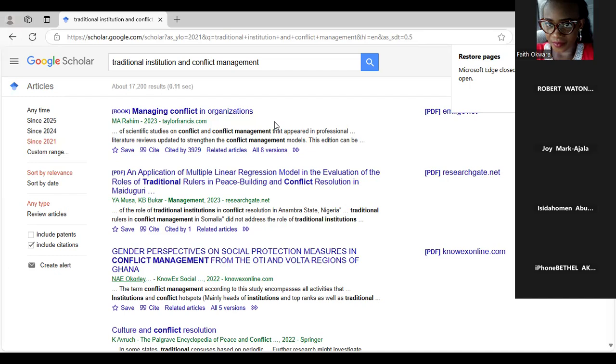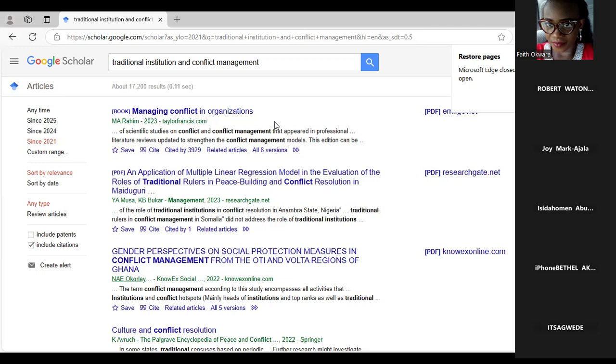Okay? So: application of multiple linear regression model in the evaluation of the role of traditional rulers in peace building and conflict resolution in Maiduguri. Immediately that is a red flag for me. Why are you doing multiple linear regression model in evaluation of roles of traditional rulers? Roles of traditional rulers is a contextual thing, is a qualitative thing. It's not something you subject to quantitative tests. So for me, that's a red flag.